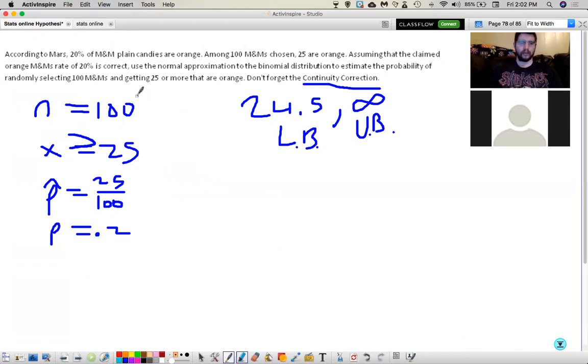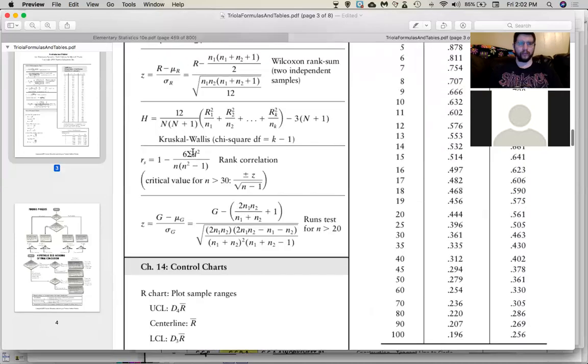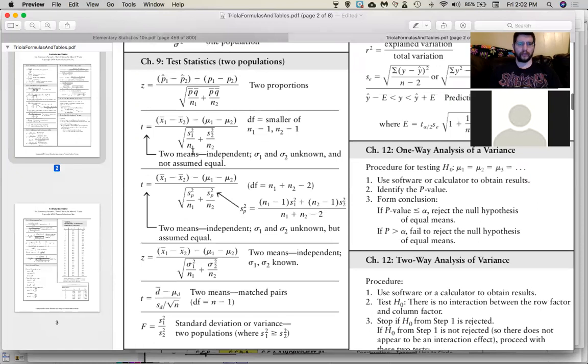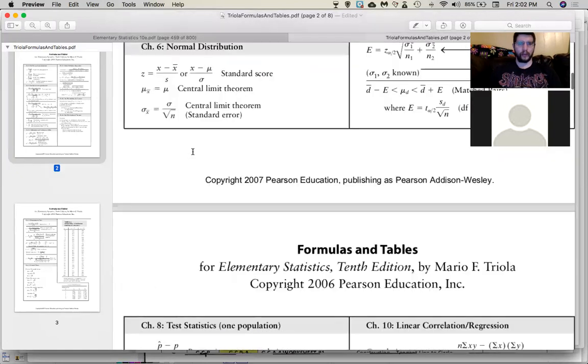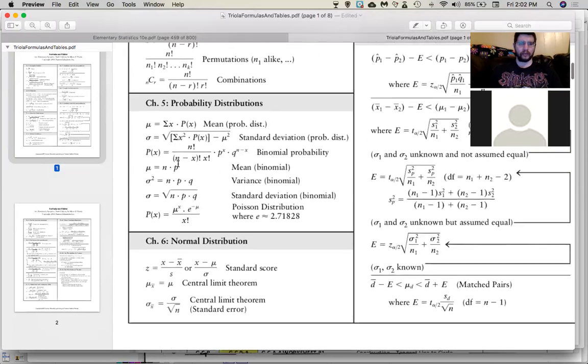Okay. Now, if we remember, or if we don't remember, we can look on the chart. Where is it? It gives us our mean and our standard deviation. There it is. So the mean is n times p. The standard deviation is the square root of n times p times q.